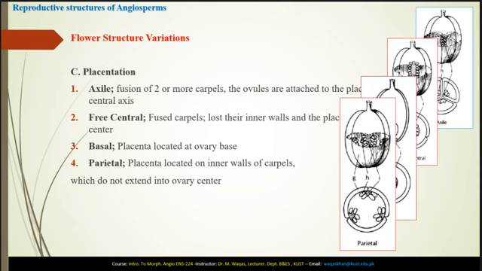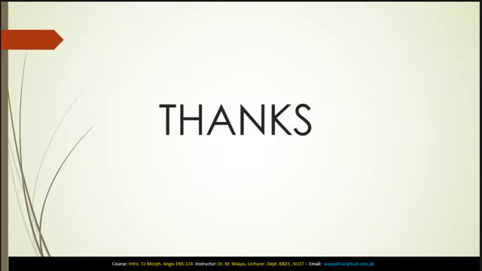So this was all about the complete detail of the flower: how flowers are produced, what the structures of the flower are, what the different parts of the flower are, and the different types of flower variation on the basis of flower structure, right? So in the next lecture we will talk about the stages of plant development.